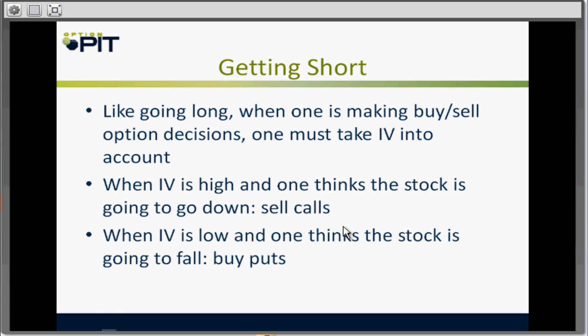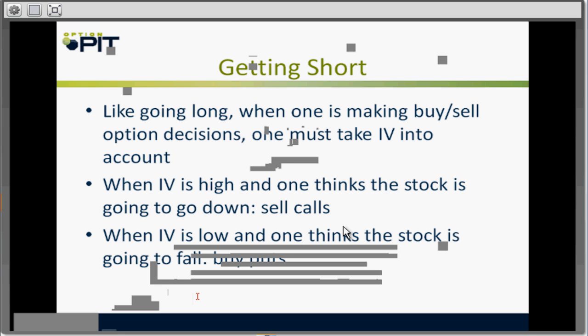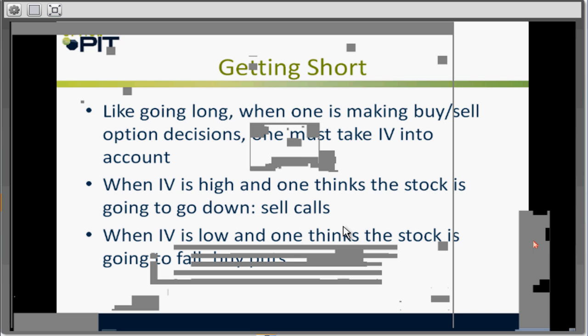So let's take a second and see if there's any questions so far. So the white is historical. The red is implied. Any other questions?